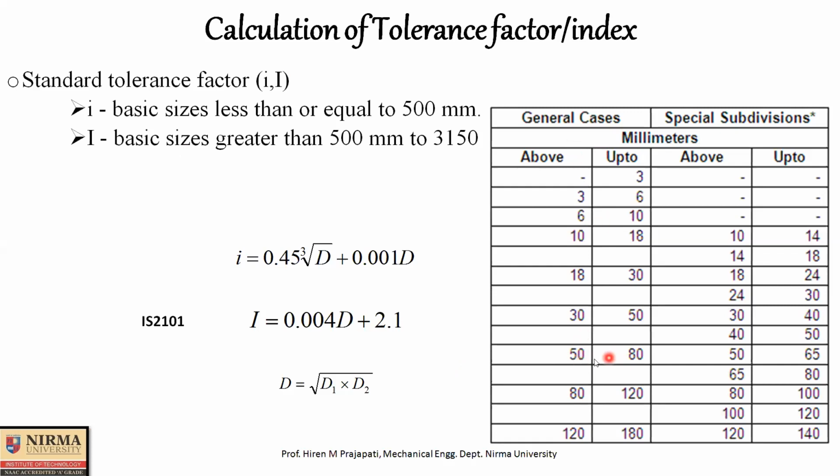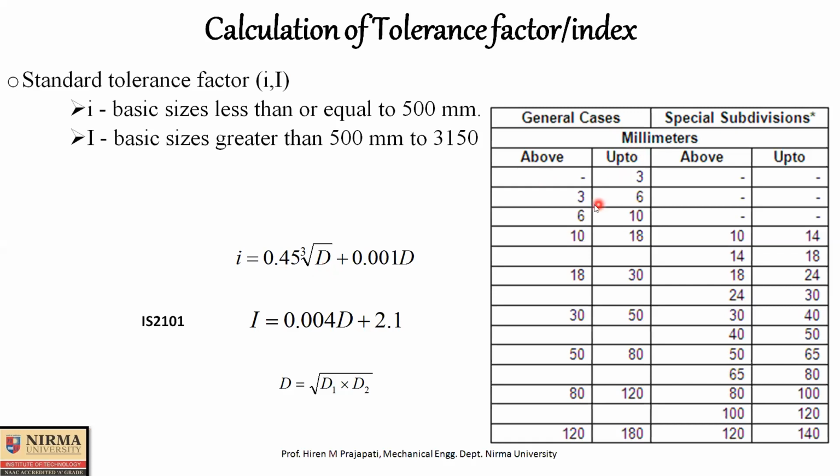Then 50 to 80, then D1 is 50, D2 is 80. Now D1 is 50 into 80, find out this capital D, put capital D in this equation of small i, then you will get numeric value of small i. Then put this numeric value of small i in the tolerance grade equation, then that will give you numeric value of tolerance.